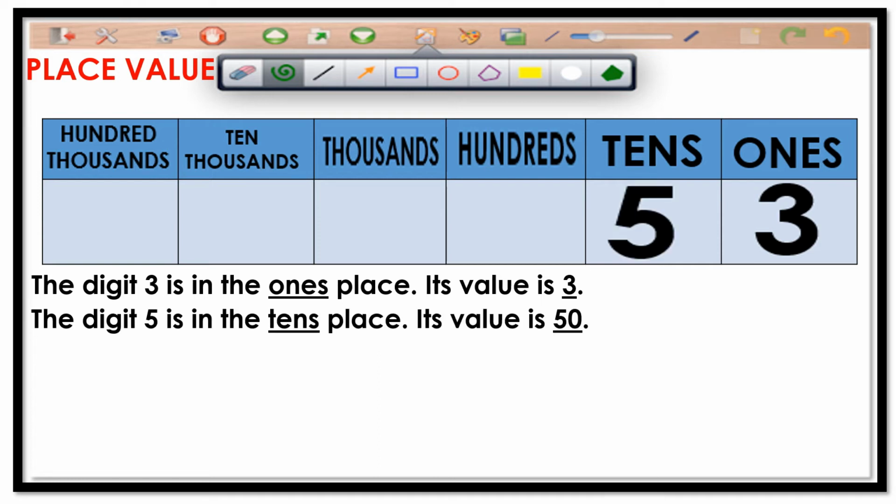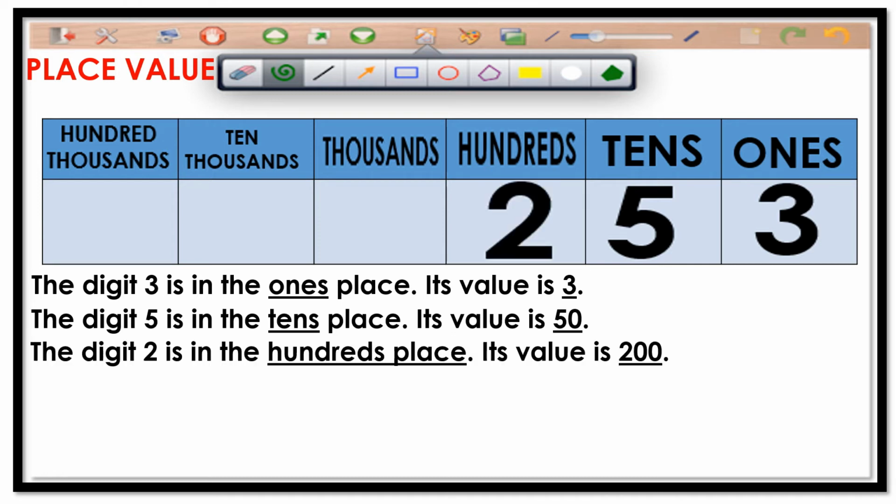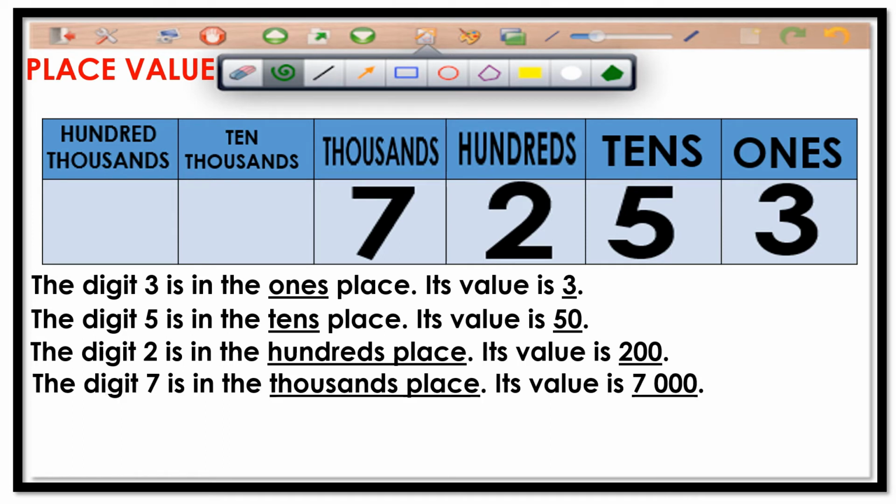So, next is in 5 tens. So, the digit 5 is in the tens place. So, its value is 50. So, 5 times 10 is 50. Next, the digit 2 is in the hundreds place. Nasa hundreds siya. So, its value is 200. 7, the digit 7 is in the thousands place. Its value is 7,000.